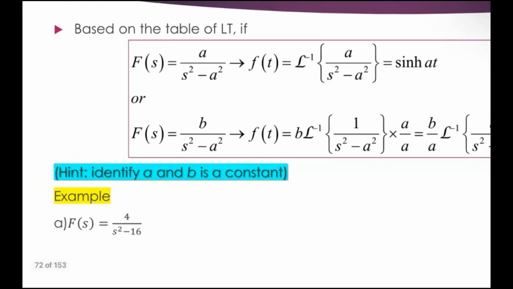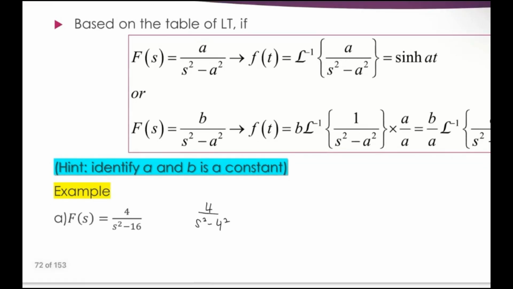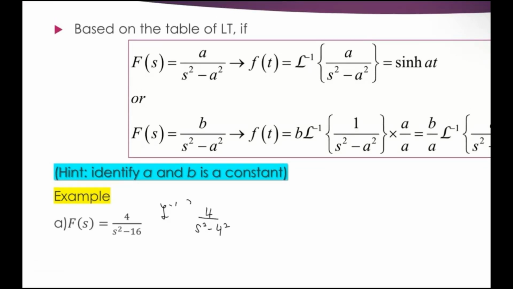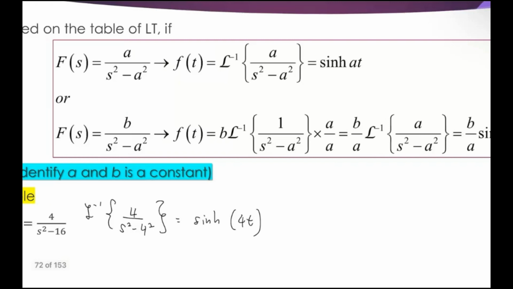Okay, for example, this one. F(s) equal to 4 over s squared minus 16. So you can just rewrite as 4 over s squared minus 4 squared. So the inverse Laplace of this function is sinh 4t. Make sure that you have this numerator a and this one is a squared. If you observe this one and this one are equal, then just use the formula.